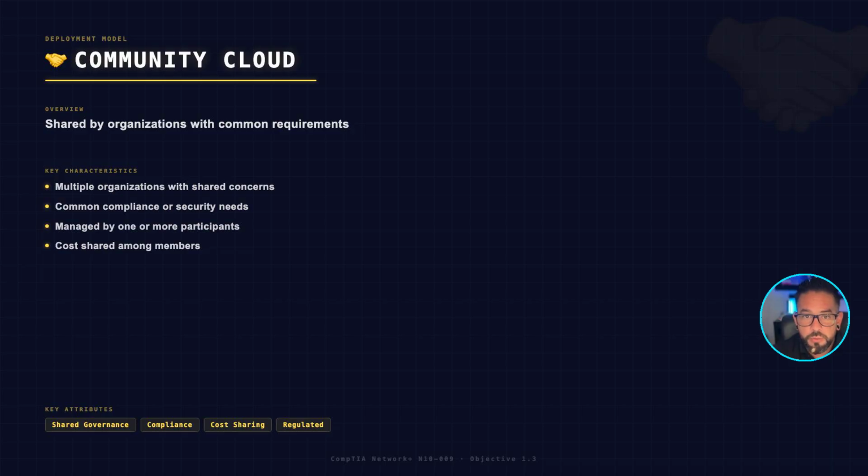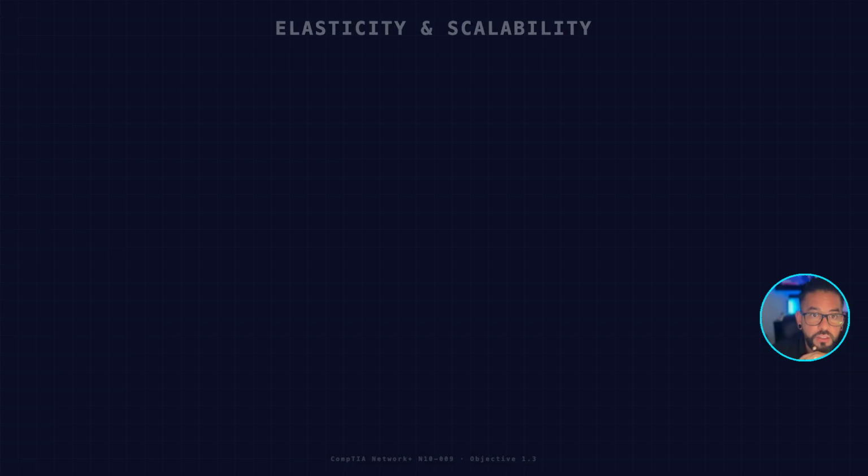An important concept related to cloud is multitenancy. In a multi-tenant environment, multiple customers share the same physical infrastructure and applications, but their data is isolated from one another. This is how public cloud providers achieve cost efficiency. Each tenant's data and configuration are logically separated, even though they share underlying resources.